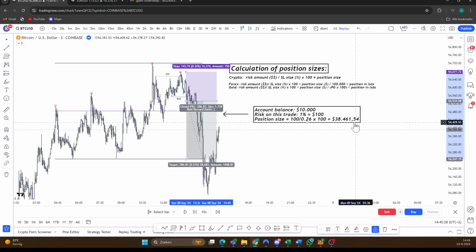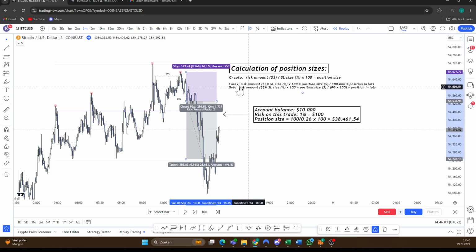It's that simple. Reasoning behind this little formula is that your position size equals 100%. So if your stop loss needs to be equal to $100, that means 0.26% is equal to $100. Well, the position size is 100%. So to get 100%, you just divide the 100 by 0.26, multiply it by 100, and you have your total position size. That's it. Now, for Forex and gold, it's a bit different.